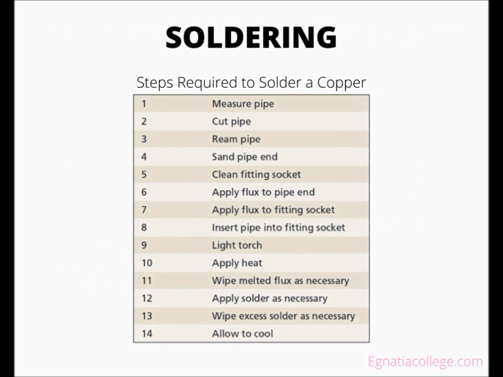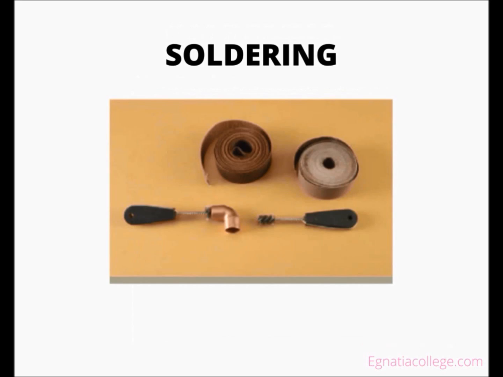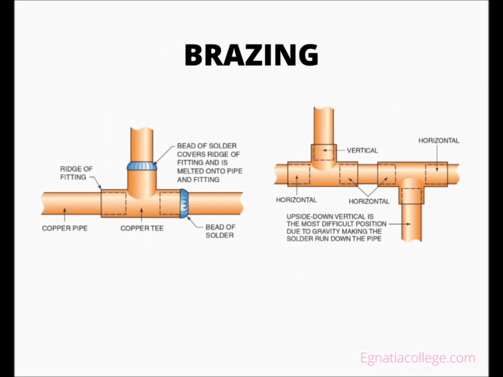Soldering. Soldering is a welding process commonly known as soft soldering. It is designated soft soldering to indicate that it requires flux and a roll of solder. A wire brush is used to clean the inside of a fitting socket, and sand cloth is used to clean a pipe. Brazing. The brazing process requires extreme heat but does not require the use of flux.